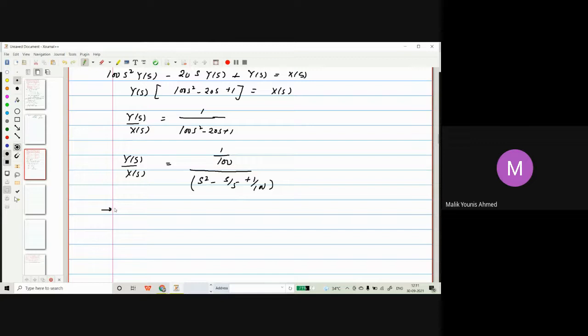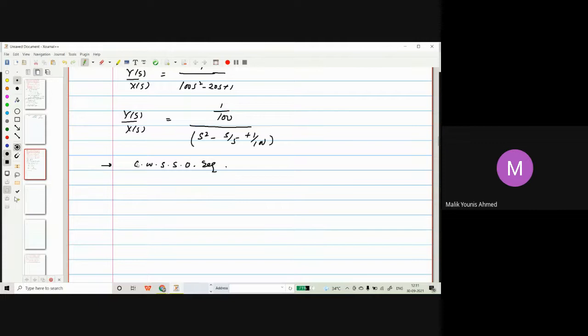Now here I am not going to write the complete details. Comparing with the standard second order equation, you have to understand this now. I can't write so much every time. s square plus 2 xi omega n s plus omega n square is 0. So what do I have to compare it with? s square minus s by 5 plus 1 by 100 equal to 0. I have to compare it with this. Now from this, 2 xi omega n, I am getting minus 1 by 5.